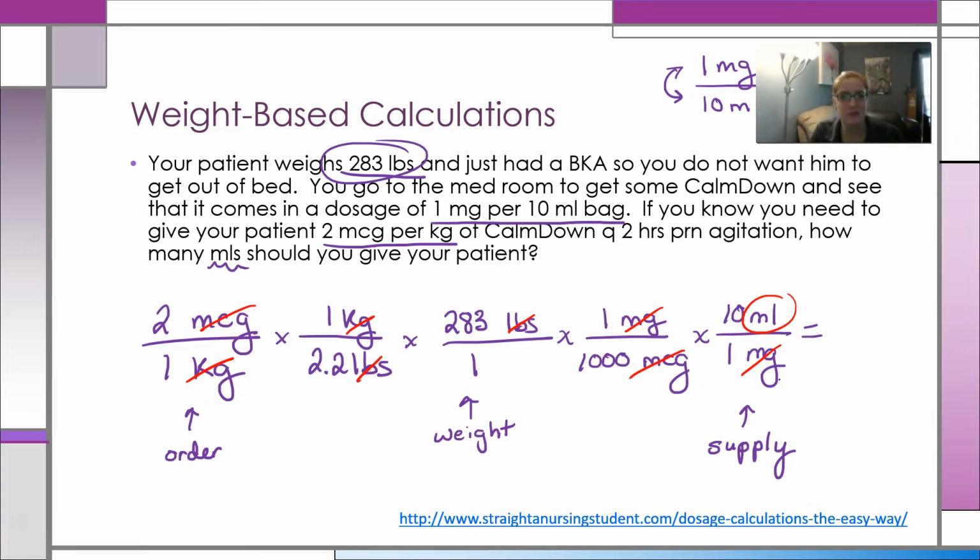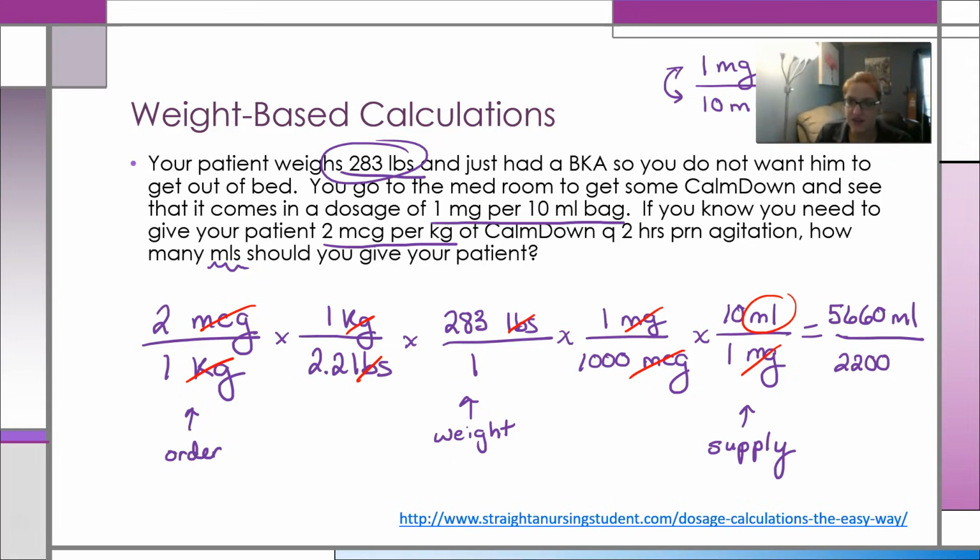Then I am done. Well, with this problem. We still have a couple more problems, but just go with it. 2 times 1 times 283 times 1 times 10 is 5,660 milliliters, bringing those units along. On the bottom, we have 2.2 times 1,000. You can basically ignore the ones. They're just placeholders. If you multiply by them, it's not going to do anything.